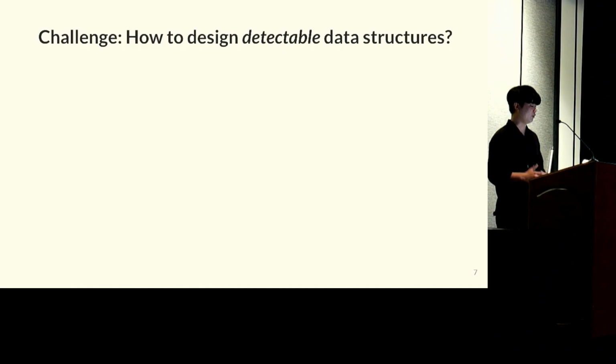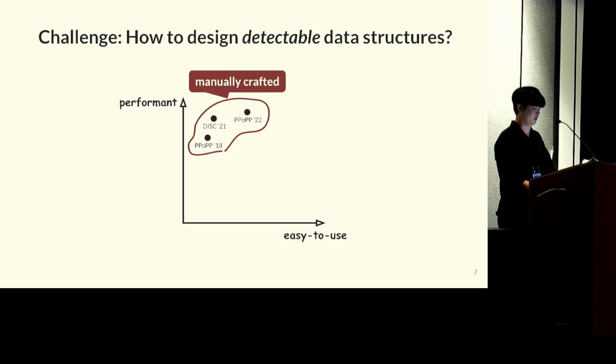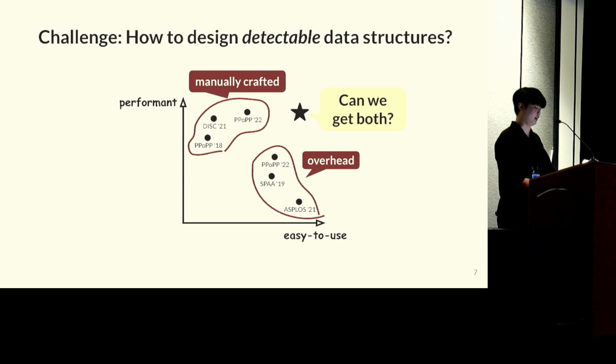Then how do we design detectable data structures? There are two objectives we need to keep in mind for design method: easy to use and performance. Some methods have high performance, but require manual data structure crafting. Others are easy, but have performance issues due to overhead. So our dream is to devise a method to satisfy both of these goals.